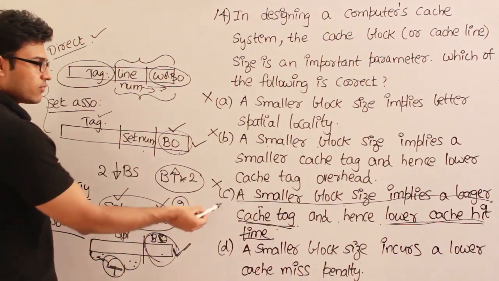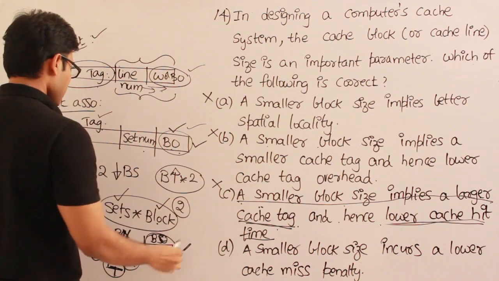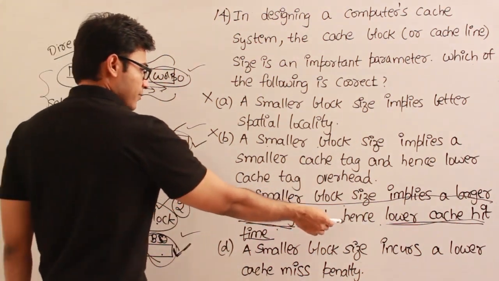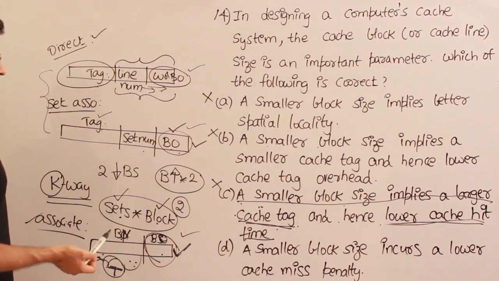So anyway, the first point doesn't apply for direct or set associative. This applies only for associative mapping, and even then the second point is wrong, which means lowering the cache hit time is wrong. Okay, if anything, it will increase it.